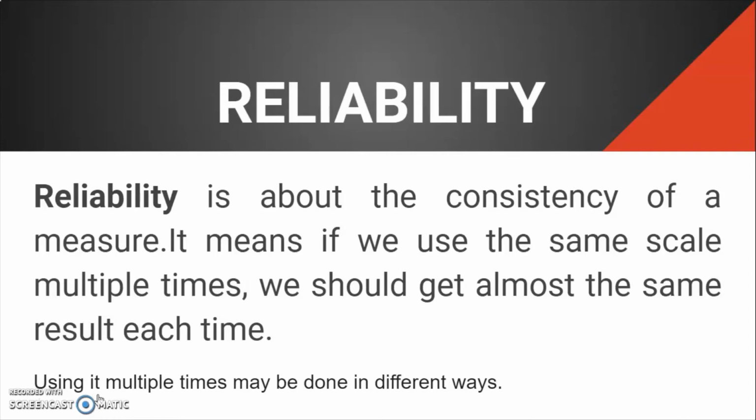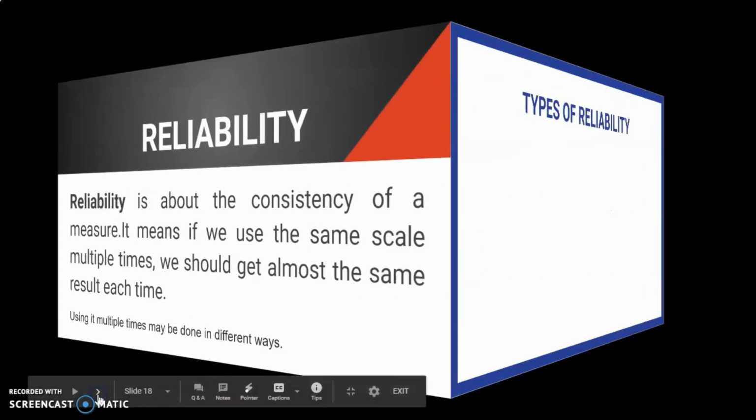So that's the difference. A test is said to be reliable if it has some consistency. If you use that same test multiple times, we should get almost the same result. Then we say that that test is reliable. That means even after repeated usage, we should get almost the same result. That shows the reliability of the test. And according to how we use this in multiple ways, we have different types of reliability. Now we'll see what the different types of reliability are.